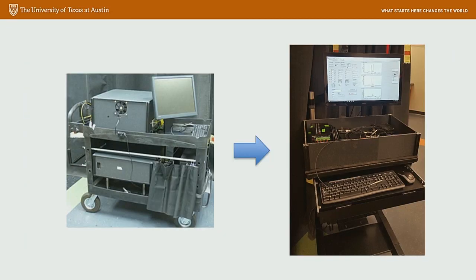And so to get a sense of how much the footprint of the system is improving, here's a picture of the old system, and our new design is a little bit smaller, a little bit more clinic friendly. And hopefully looks very promising.